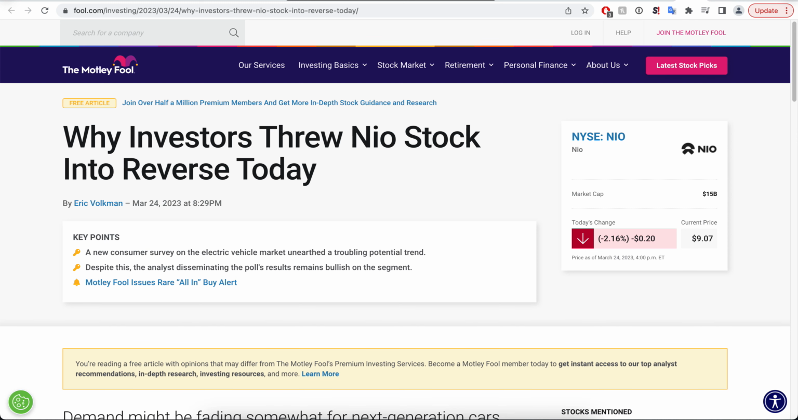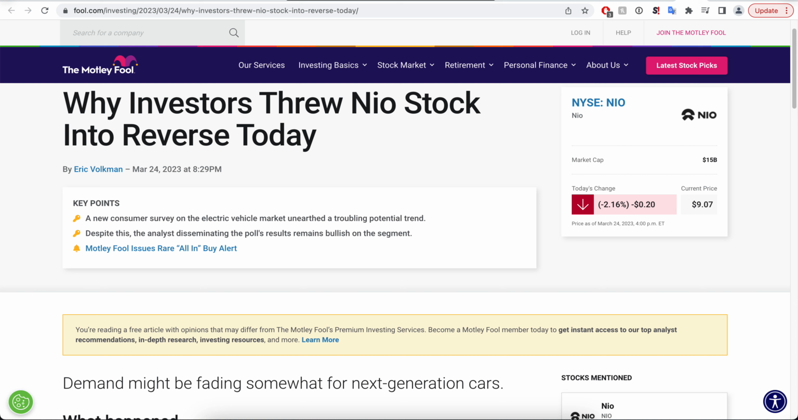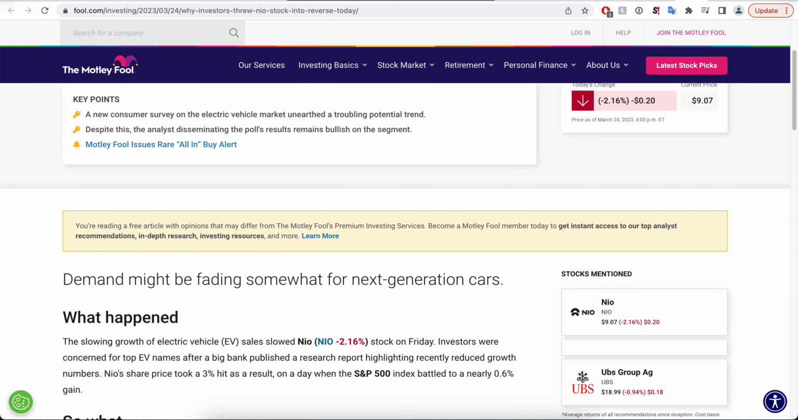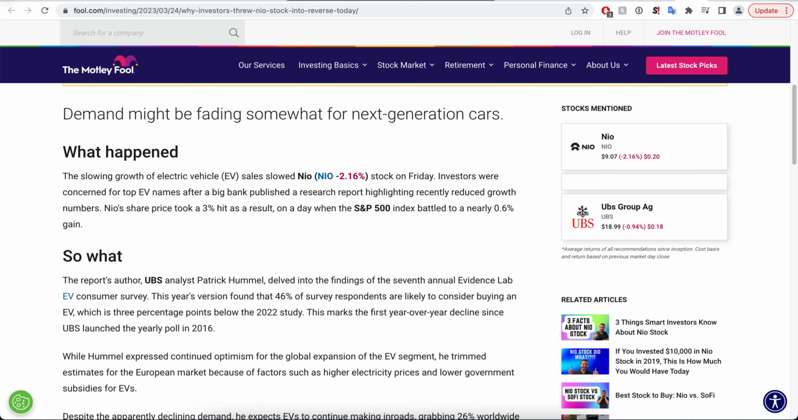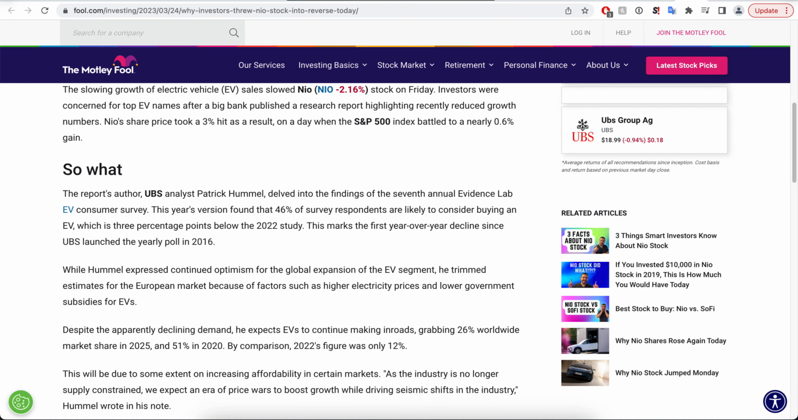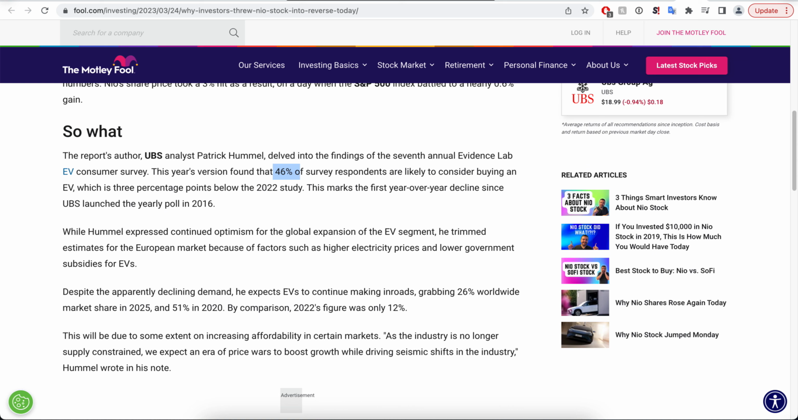As you'll see here, why investors threw NIO stock into reverse today: a new consumer survey on the electric vehicle maker unearthed a troubling potential trend. Despite that, the analysts disseminating the poll's results remain bullish on this segment. So what happened here? Investors were concerned for top EV names after a big bank published a research report highlighting recently reduced growth numbers, and NIO was down about 3% that day. A UBS analyst delved into the findings of the 7th Annual Evidence Lab Consumer Survey. This year's version found that 46% of respondents are likely to consider buying an EV, which is 3 percentage points below the 2022 study. Despite the apparently declining demand, he expects EVs to continue making inroads, grabbing 26% worldwide market share, and so forth. Which is interesting.